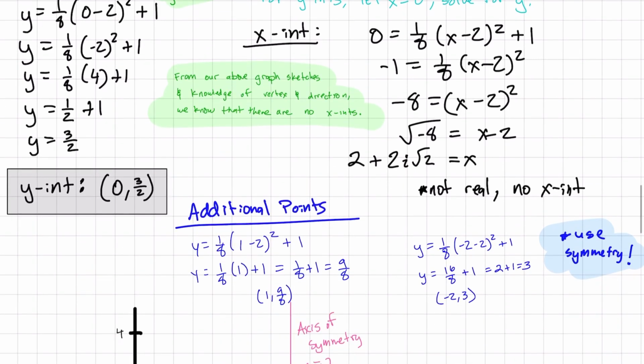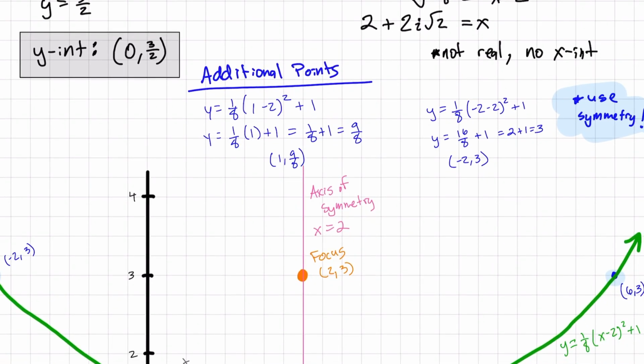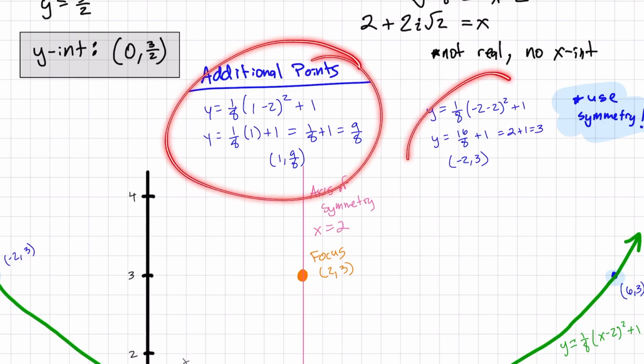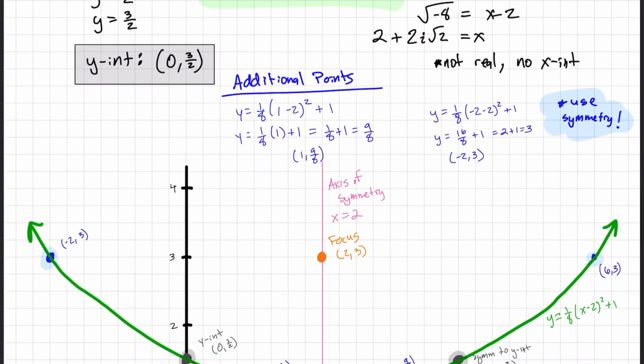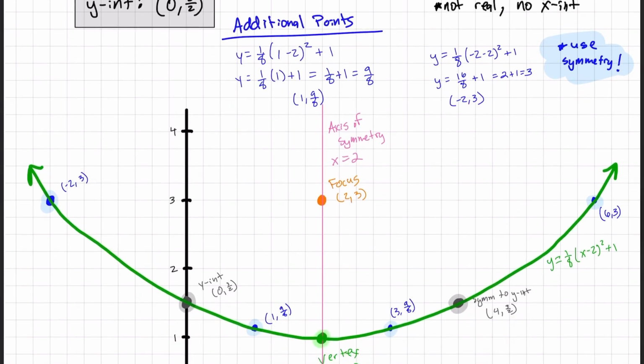All right, so let's get graphing. I do find 2 additional points. I find 1 and 9/8, and -2 and 3. So you can use those points, and also remember, use symmetry. I plugged in this point, and I can use axis symmetry to find the others.